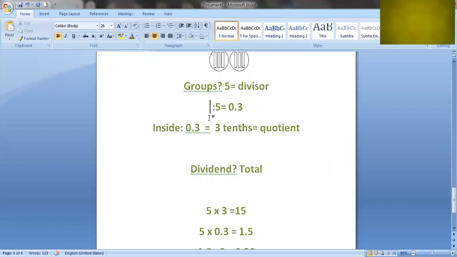1 whole and 5/10. And this is your answer. This is your number sentence, and it is a division.